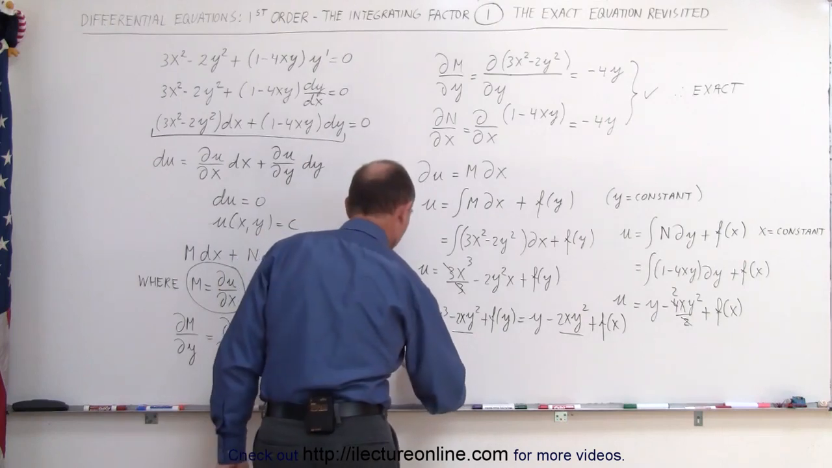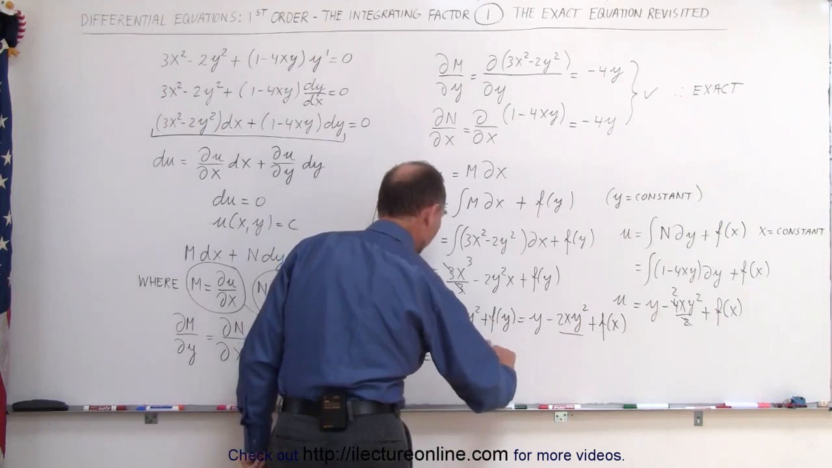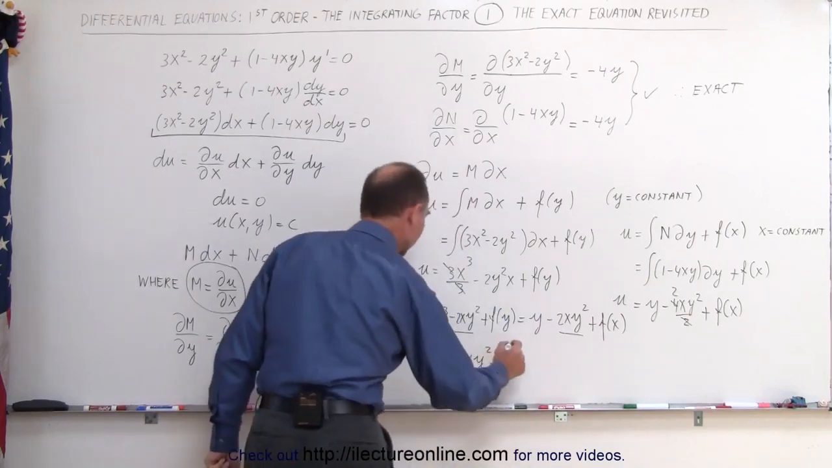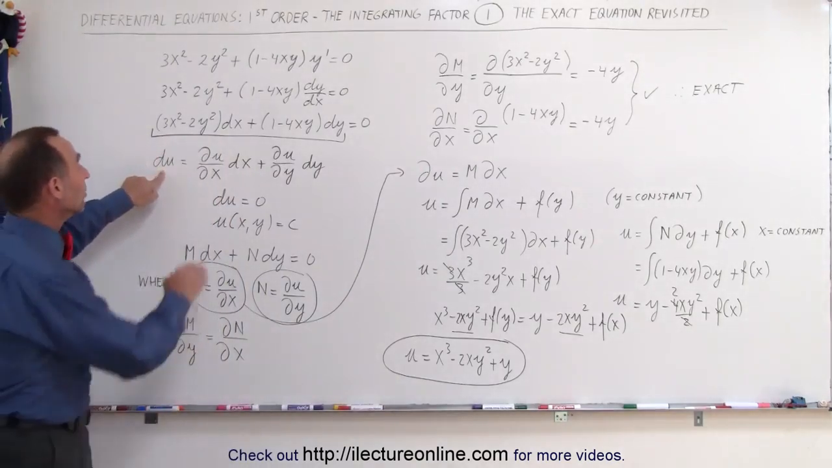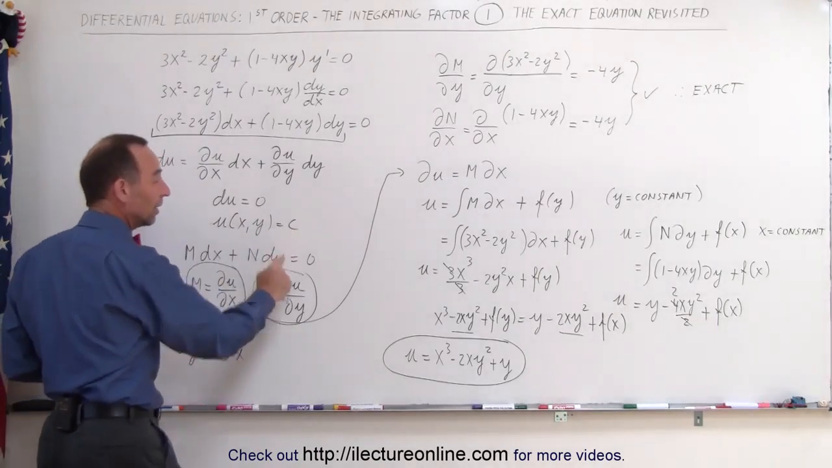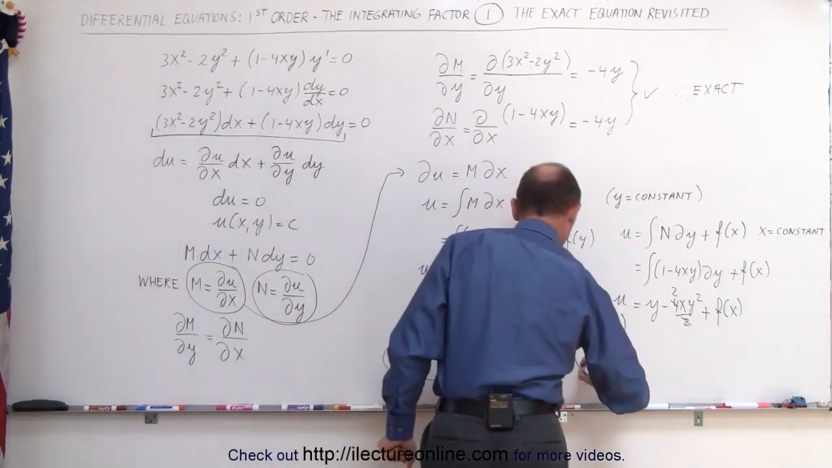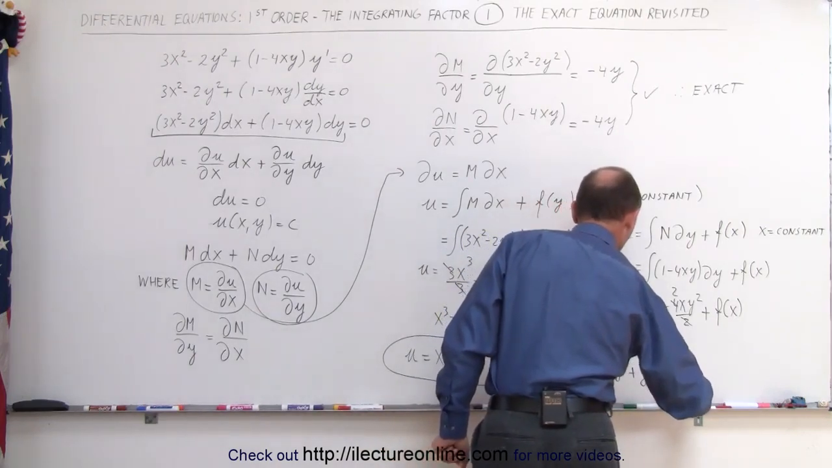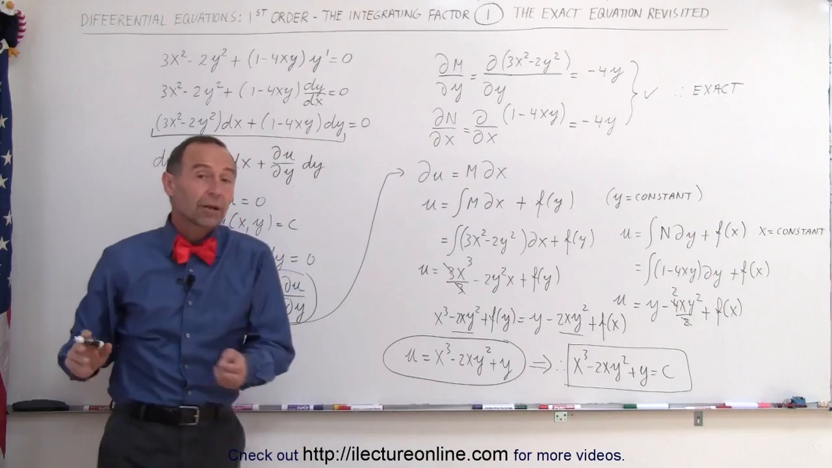So therefore my solution is that u is equal to x cubed minus 2xy squared, and this function of y has to be equal to y, so it would be plus y. So this is then the function u, of which the du is equal to my differential equation. And since I know that u is equal to a constant, I can say that the solution can be written as x cubed minus 2xy squared plus y must equal a constant, and therefore this is the solution to my original differential equation.